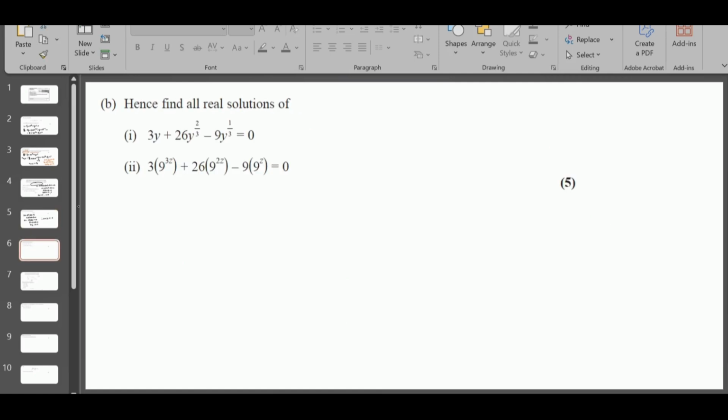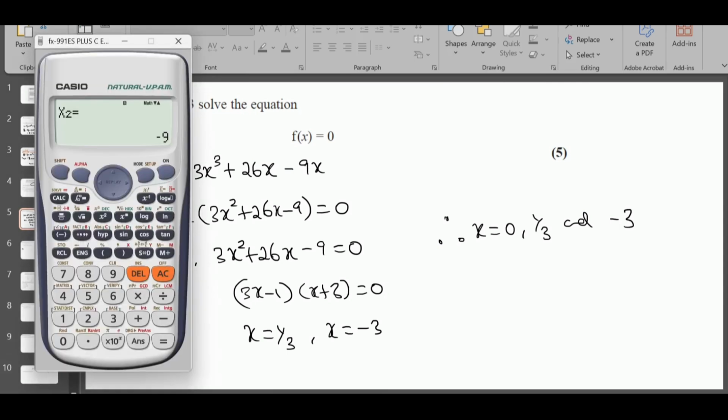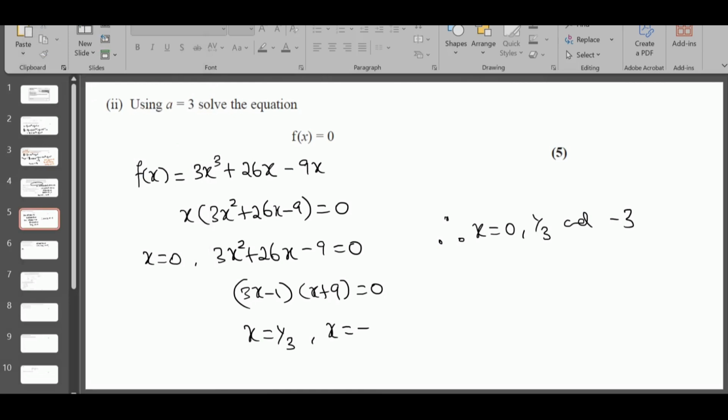Hence find all the real solutions of this. Okay, let's take the I. We know for this, in the previous part, we have 3x cubed plus 26x squared minus 9x is 0. And we got 3 solutions, 0, 1 over 3 and minus 9, right? This is 1 over 3 and, wait, it should be 9, minus 9.